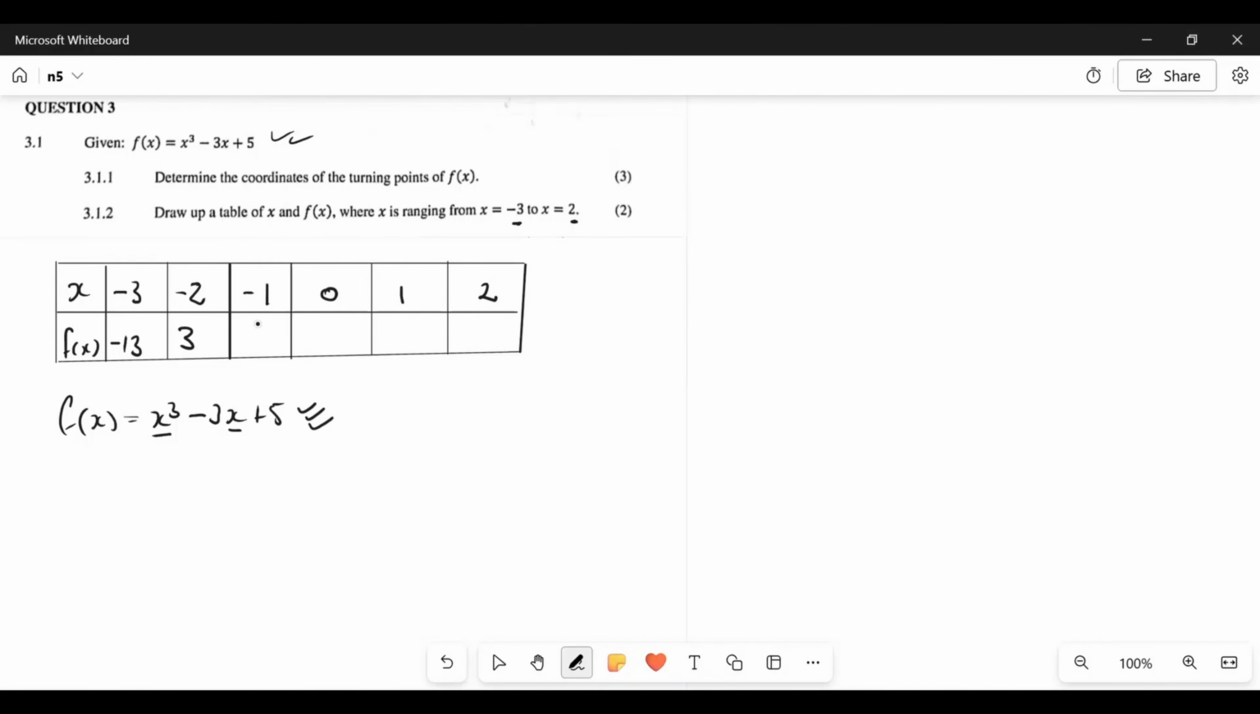Now let's do -1. When x is -1, what do you get there? I'm actually getting 7, right? And then when x is 0, what do we get there? I am getting 5. When x is 1, what am I getting? I'm getting 3. And then last but not least, when x is +2, what am I getting? I am getting 7 there as our f of x.